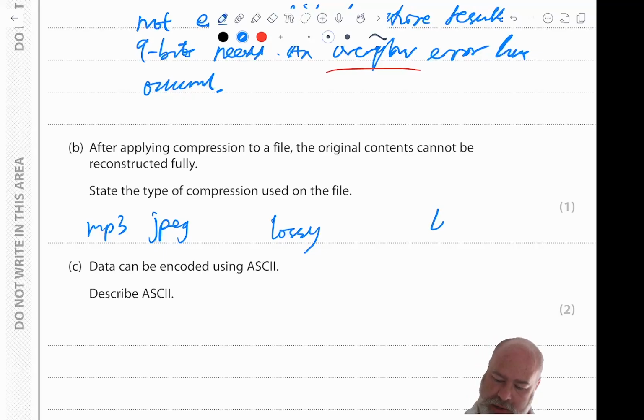The other one is lossless. Okay, if you had lossless, like a PNG file or something, or a logo, then you're not going to lose any information. You can restore everything. But lossy, like an MP3, you can't get the original audio file back that's got the highest quality. You've lost information. MP3s are about 1/10 of the size of the original WAV file.